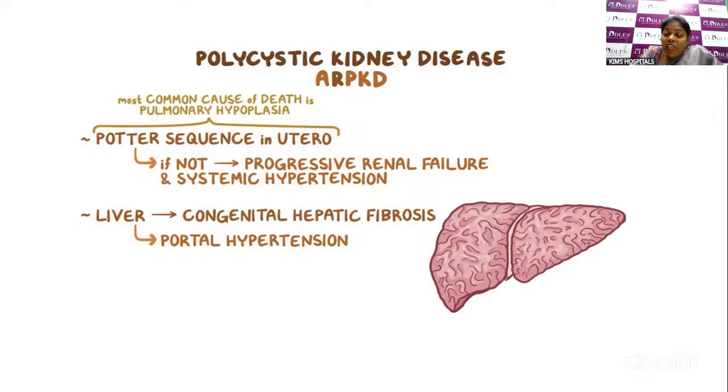In ARPKD, the liver involvement can occur in the antenatal period or immediately in the infancy period also. These children usually tend to develop renal failure, and they require a combined liver and kidney transplant.